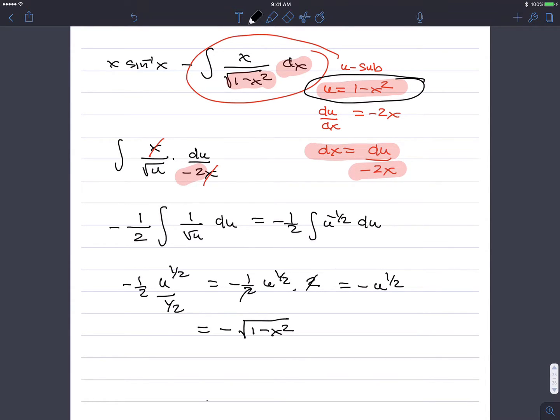So our final answer will be x inverse sine x. It gets a little cumbersome down here, so let's see if we can hold on to this. Minus a minus gives us a plus. So minus the minus right in here, minus minus makes this a plus. So let's adjust this.